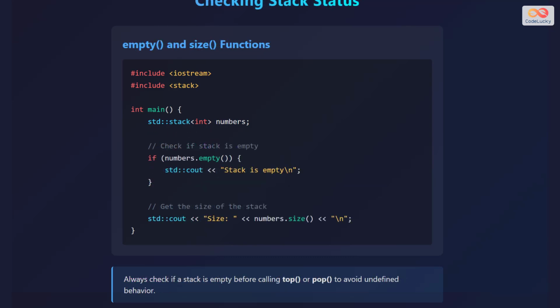Now let's check the status of a stack using the empty and size functions. Include the iostream and stack headers, and create a main function with a stack of integers named numbers. To check if the stack is empty, use the empty function. If the stack is empty, it will print stack is empty. To get the current size of the stack, use the size function. For example, std::cout followed by numbers.size() will output the number of elements currently in the stack. It is always a good idea to check if a stack is empty before calling top or pop to avoid undefined behavior.